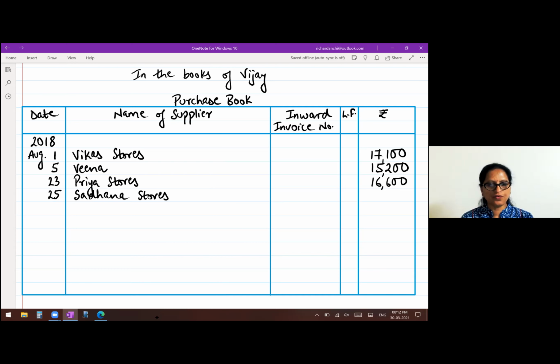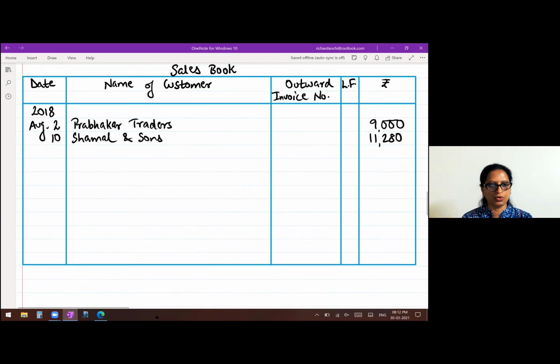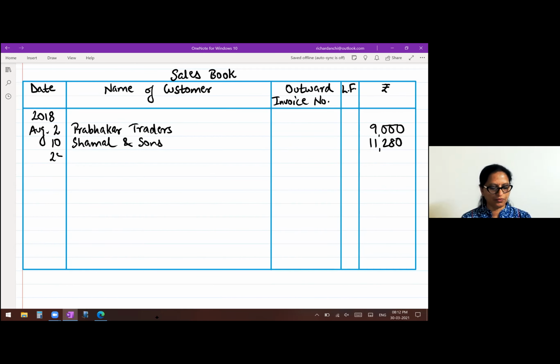We have purchased for 12,000. So write 12,000. Now, second part, sold the same to Aradhana Stores at a profit of 20% on cost. So you're selling. So come to the sales book. Write the same date, 25th. Write the name of the customer, Aradhana Stores.